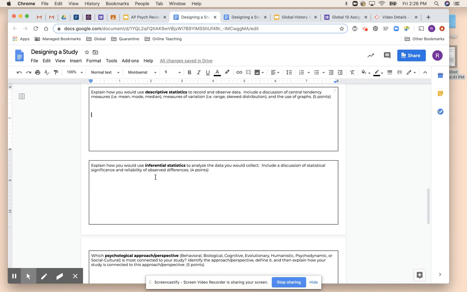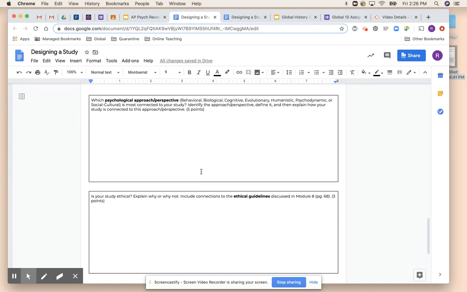All right. The next one now is saying, how are you going to use inferential statistics? Make sure you pay attention that the first one you're doing descriptive statistics, and the second one you're writing about inferential, because they are different. As most of you know, to make an inference means to kind of make a guess. So inferential statistics are inherently going to be giving you kind of different data. In this one, you're going to be thinking about how inferential statistics, specifically statistical significance and reliability of observed differences, plays a role in your analysis of the study.